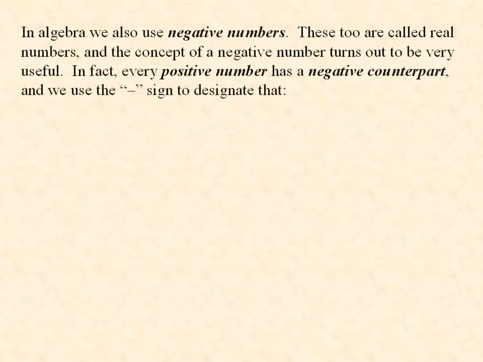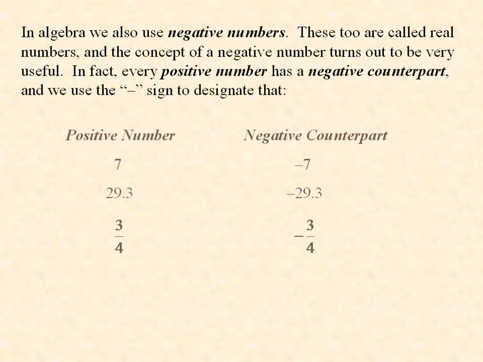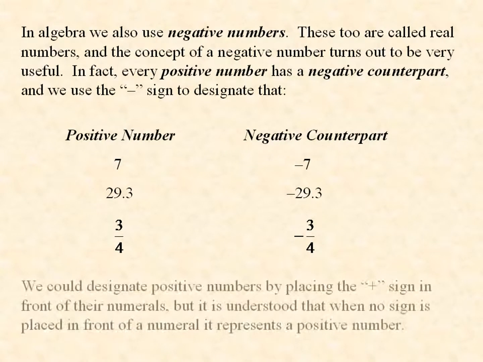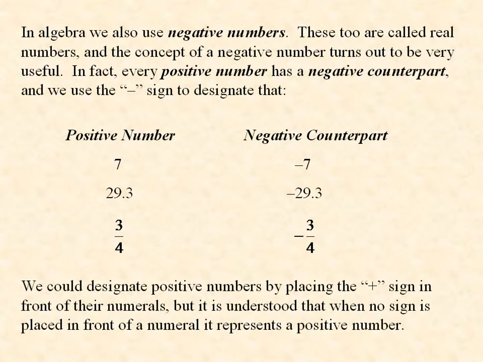In algebra, we also use negative numbers. These too are called real numbers, and the concept of a negative number turns out to be very useful. In fact, every positive number has a negative counterpart, and we use the minus sign to designate that. We could designate positive numbers by placing the plus sign in front of their numerals, but it is understood that when no sign is placed in front of a numeral, it represents a positive number.